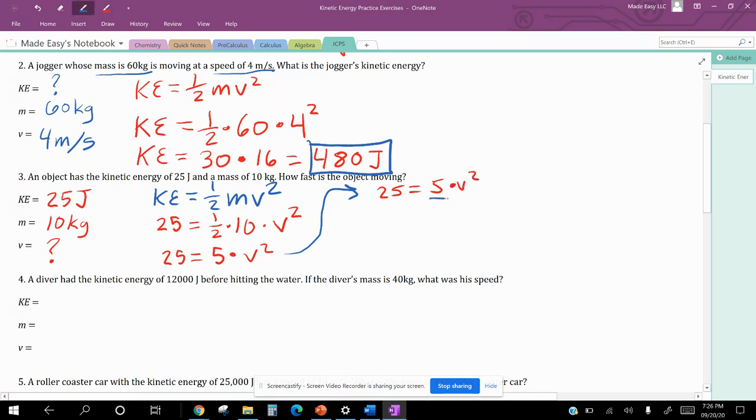So I'm going to divide both sides by 5. And then I'm going to rewrite the result underneath, 25 divided by 5. Well, everybody knows that's 5. All right. And then 5 divided by 5, that cancels out, so it turns into 1. So 1 times v squared, well, that's the same thing as saying v squared. Okay.